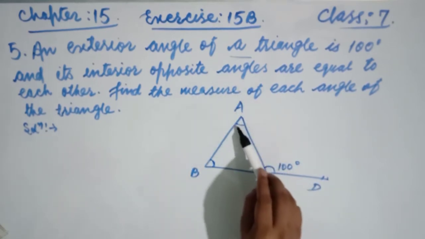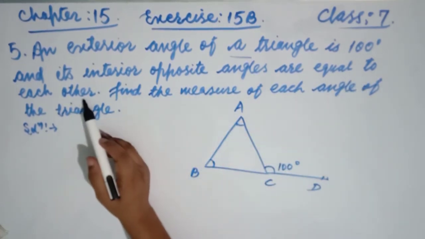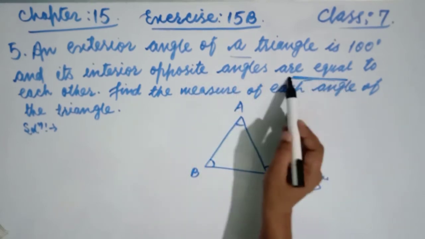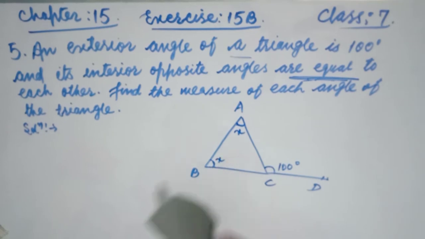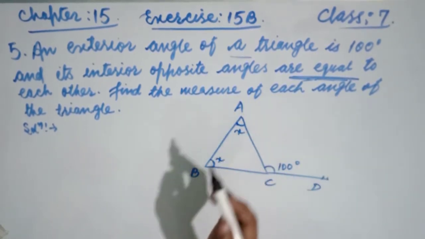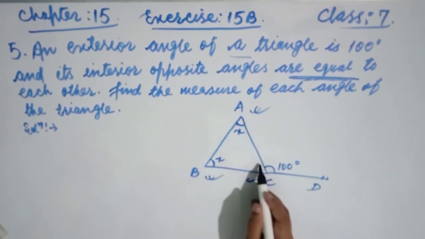This is a statement talking about these two angles. Okay friends, each other. What, friends? Its interior opposite angles are equal. So suppose this is X, friends, this is also X degree. Now find the measure of each angle of the triangle. Each angle means, friends, angle A, angle B and angle C, the interior angles.